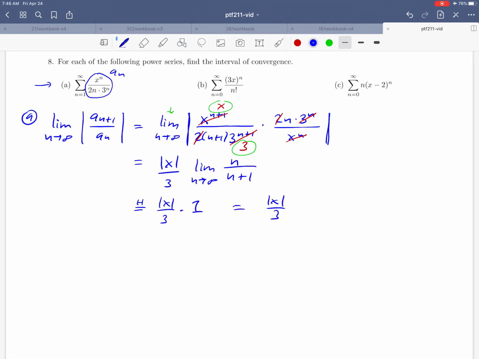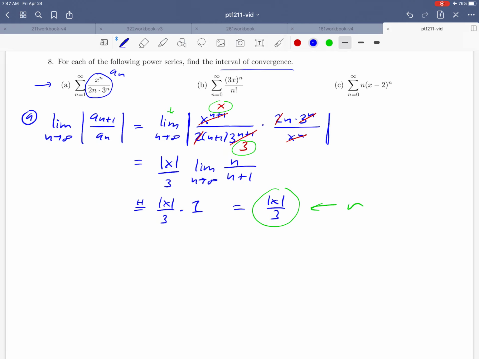So the result of this calculation is the absolute value of x over 3, and remember that that x over 3 is the thing that we're calling r when we use the ratio test. Kind of interesting because the r has a variable in it. So let's think back for a minute to what the r means in the ratio test. If you look back at the statement of the ratio test, it tells us that our series converges if r is less than 1.